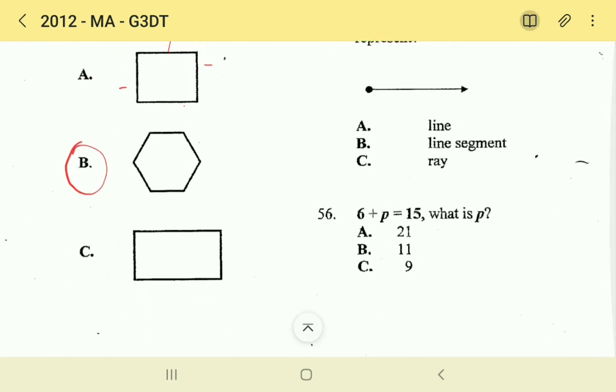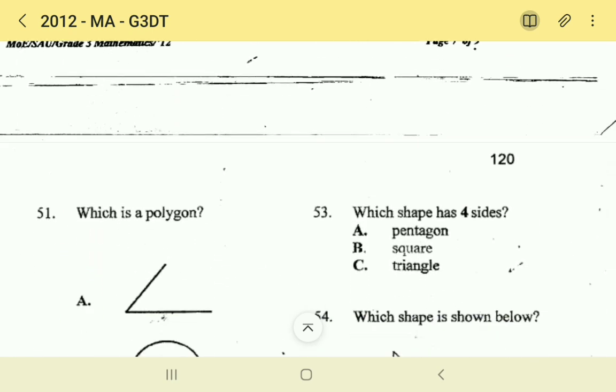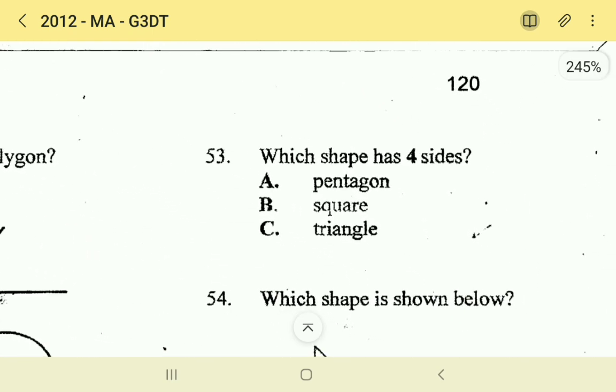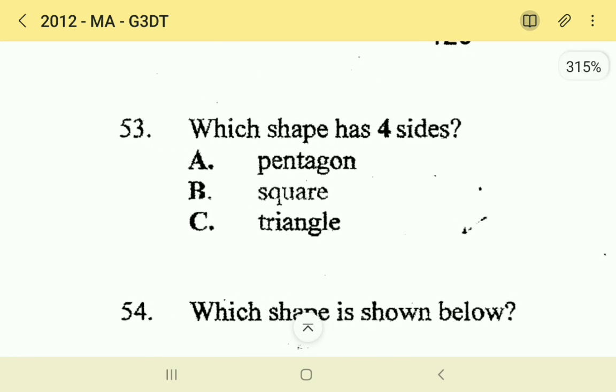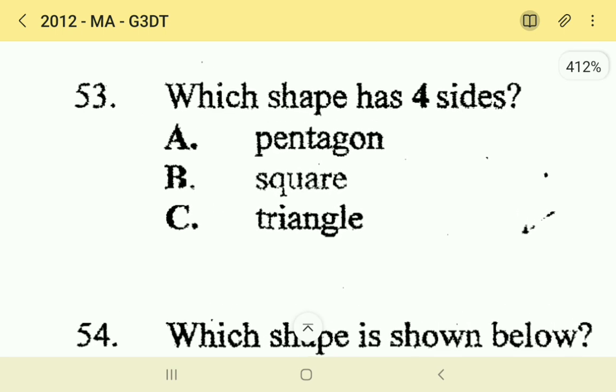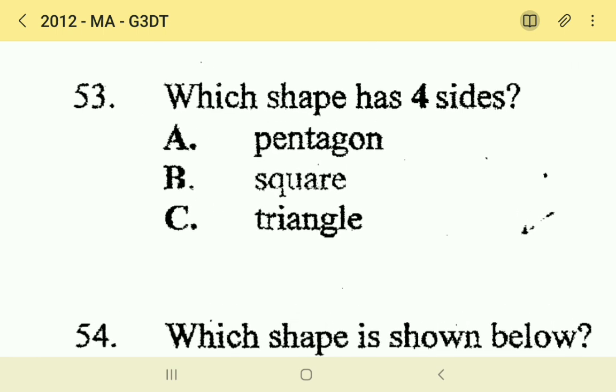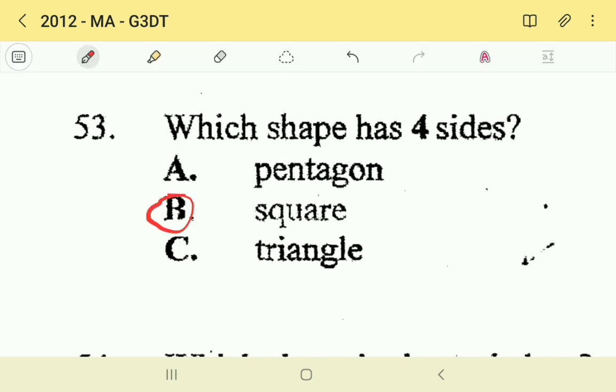Moving on to 53. This is good timing, guys. Which shape has 4 sides? A says it's a pentagon, B says it's a square, and C says it's a triangle. Shout out the answer. Which has 4 sides? Square. Correct. It's a square.